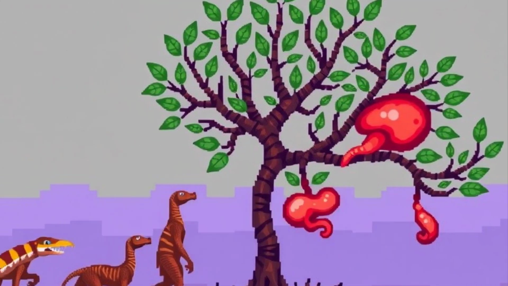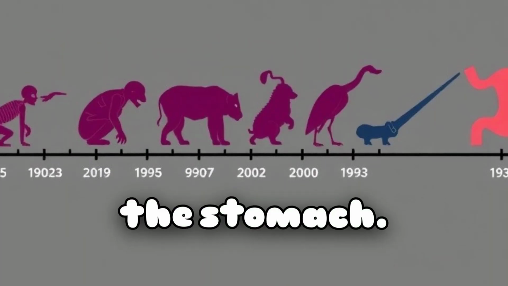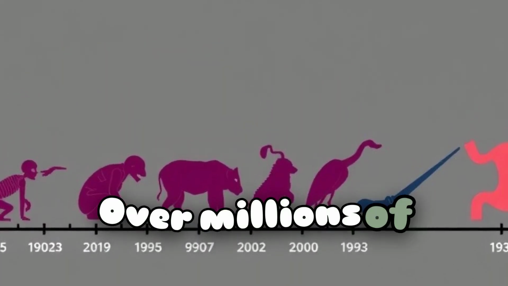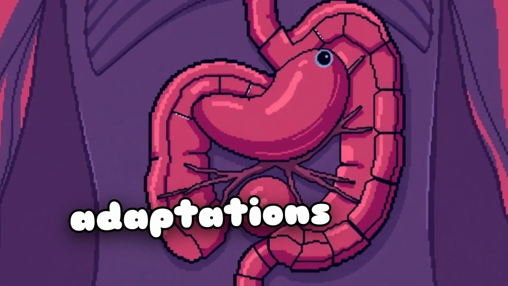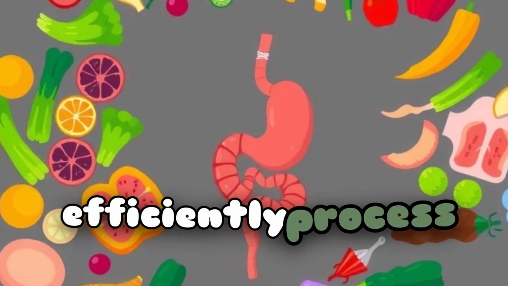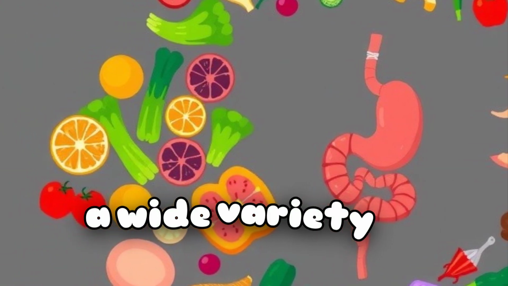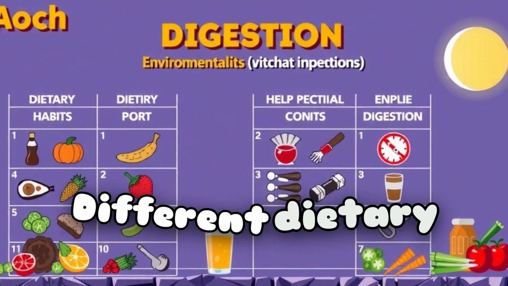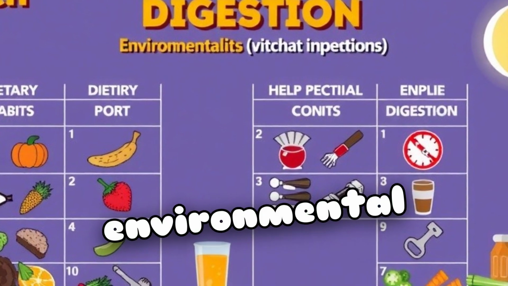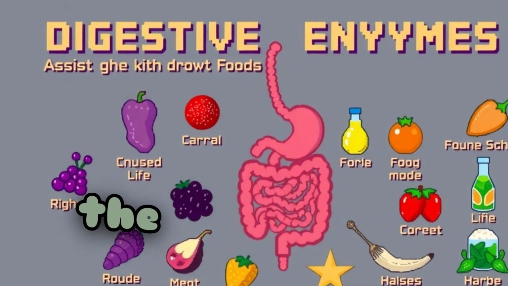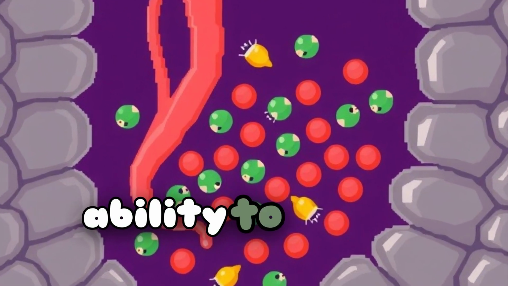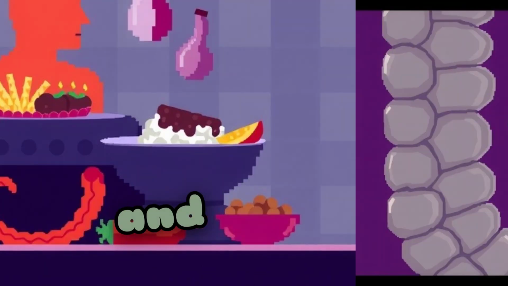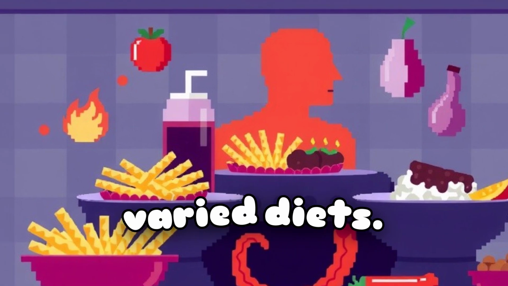Let's explore an evolutionary perspective on the stomach. Over millions of years, the stomach has evolved complex structural adaptations that allow it to efficiently process a wide variety of foods. Different dietary habits and environmental conditions have influenced the development of digestive enzymes, enhancing our ability to absorb essential nutrients and adapt to varied diets.